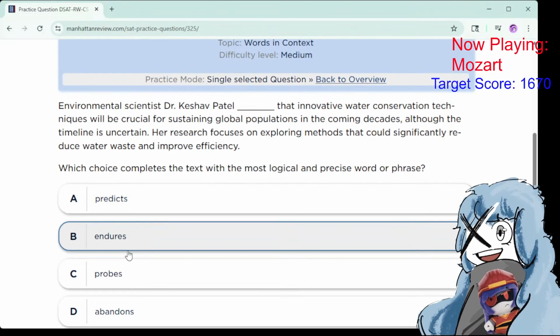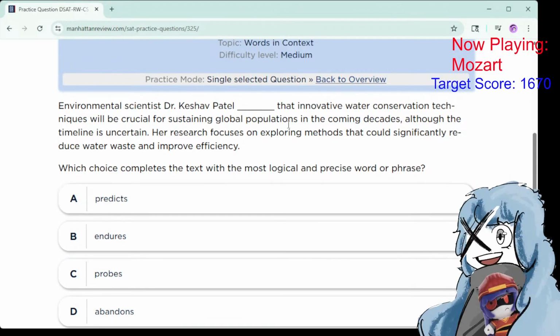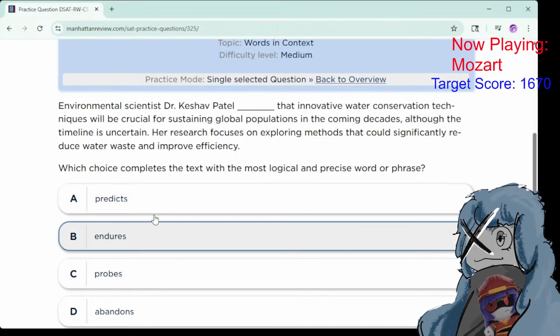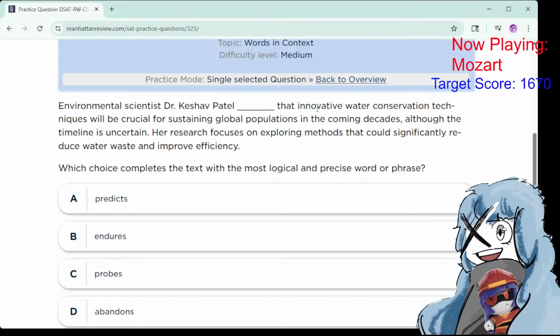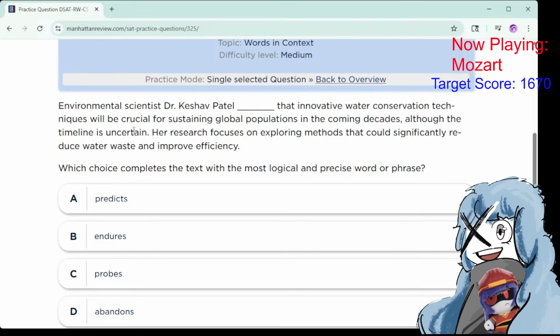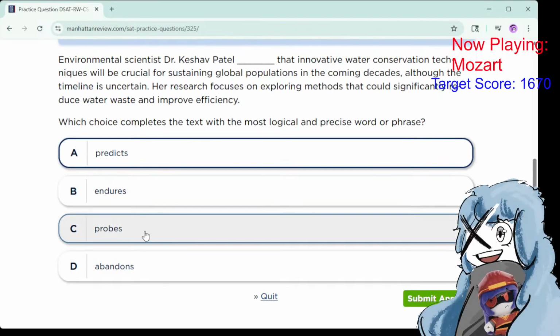He either predicts, endures, probes, or abandons. I think that predicts, probably. Predicts that innovative water conservation techniques will be crucial for setting global, although the timeline is uncertain.